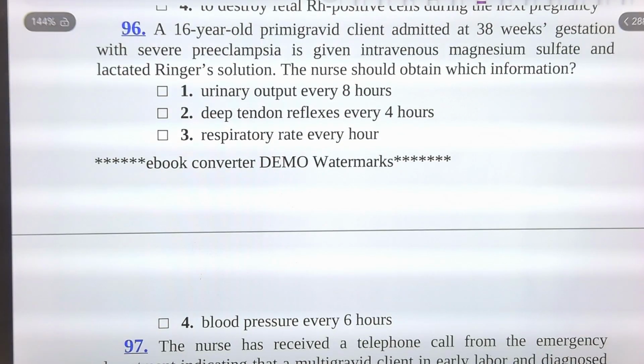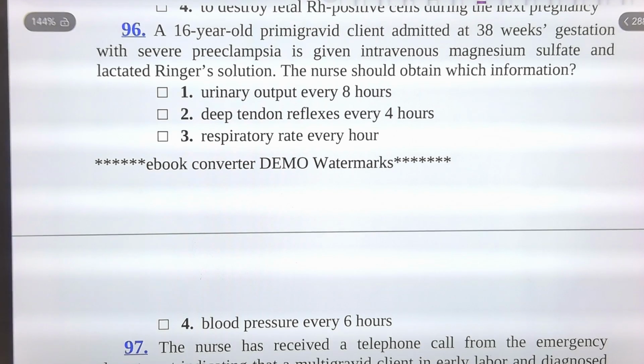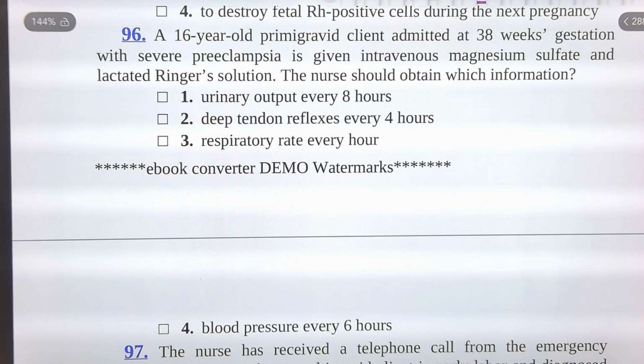96 question. A 16-year-old primary gravid client admitted at 38 weeks of gestation with severe preeclampsia is receiving intravenous magnesium sulfate and Ringer lactate solution. The nurse should obtain which information? Choose the right answer. Magnesium sulfate is a CNS depressant. So उससे क्या होगा? रेस्पिरेटरी डिस्ट्रेस भी हो सकता है. तो priority हमारी क्या होगी? We have to monitor the respiratory rate every hour.